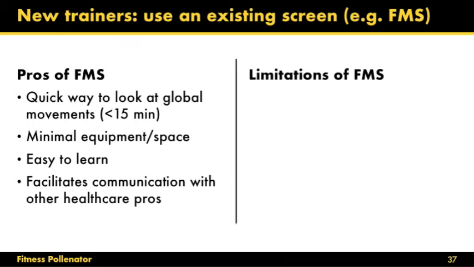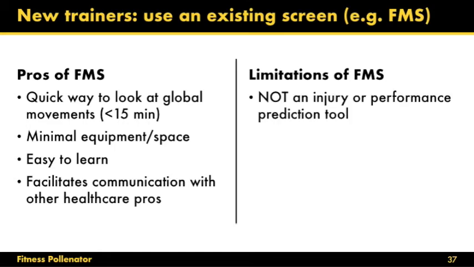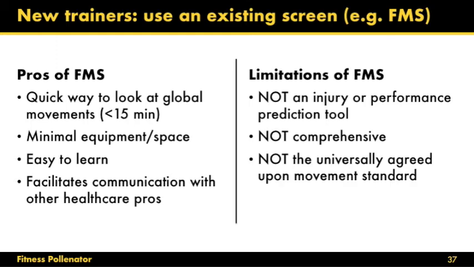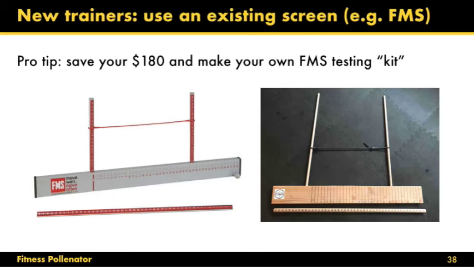We have to, of course, remember the limitations of movement screening of the FMS that I've talked about, which are that it's not an injury or performance prediction tool, it's not comprehensive, and it's not the universally agreed upon movement standard. A pro tip, if you do decide to use the FMS, is to save your $180 and just make your own testing kit out of PVC pipe, or you could even do something as simple as putting tape in a door frame for a hurdle step and measuring your distances with a tape measure using a dowel rod or a PVC pipe or even a broomstick for the rod.